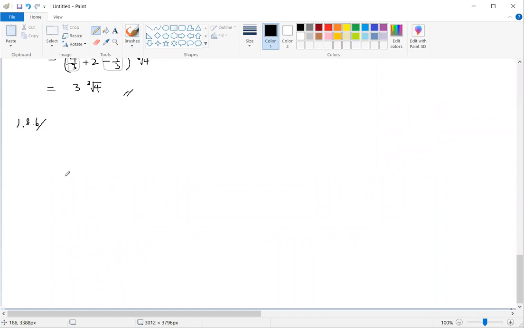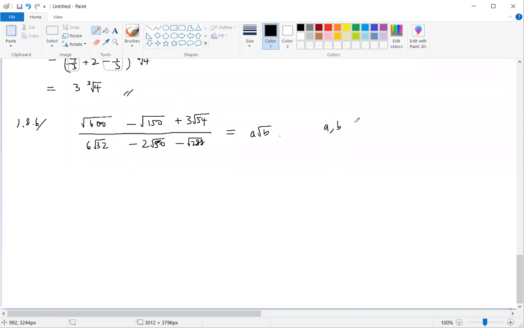Okay, 1.8.6 is: find the integers A, B such that we want to simplify this, the square root of 600 minus the square root of 150 plus 3 root 54, over 6 root 32 minus 2 root 50 minus root 288, is supposed to be some A root B, where root B cannot be simplified. So we want to find what A, B are. We just simplify this until the end, and see what A, B we have.